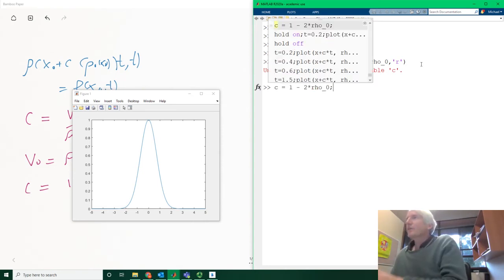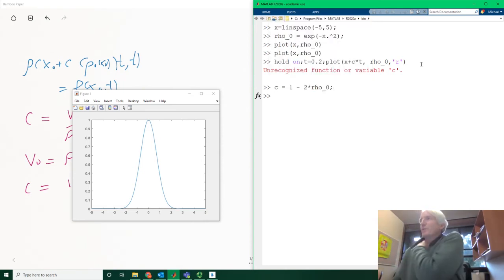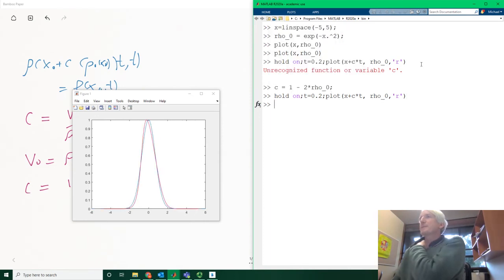Unrecognized variable C, I forgot to define that. It's 1 minus 2 times rho naught. Okay, my mistake. And there it is. So that's what happened time t later. It's tipped over like that.